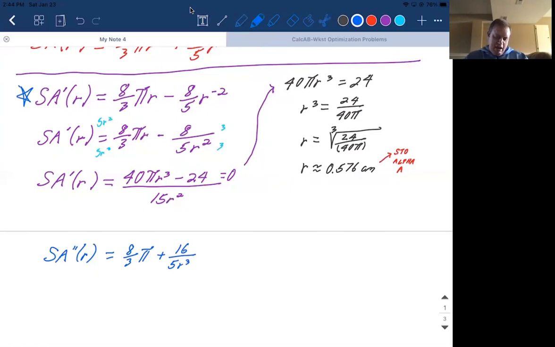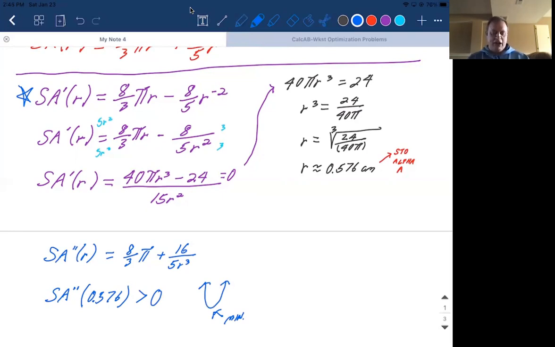Now, if you take the value that we got, and I'm just going to put in 0.576 just to show you, if we put that in, what kind of answer are we going to get? Well, we're going to get a positive answer. The value of this is greater than 0. So what does that mean? It means that at 0.576 we're concave up. That's what the graph looks like, which means this has to be a minimum.